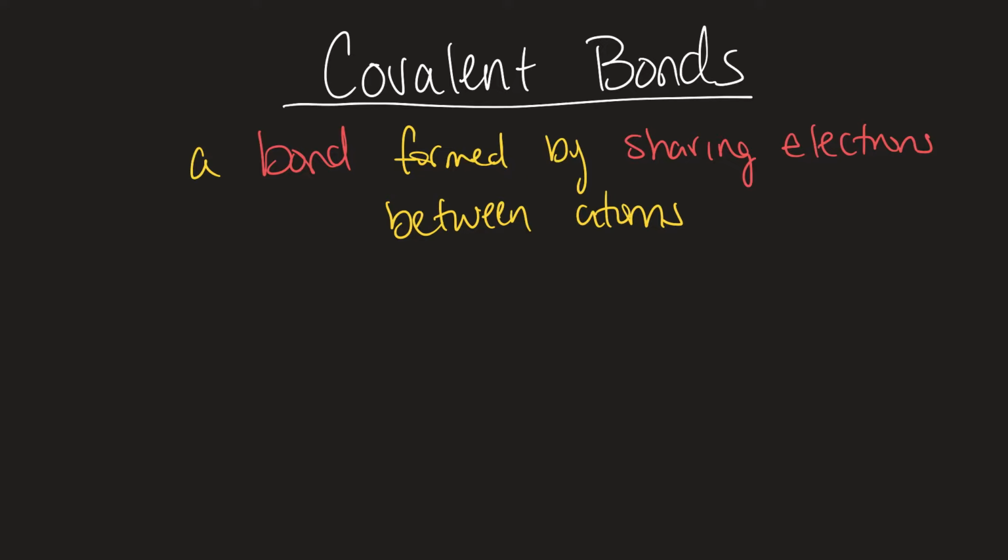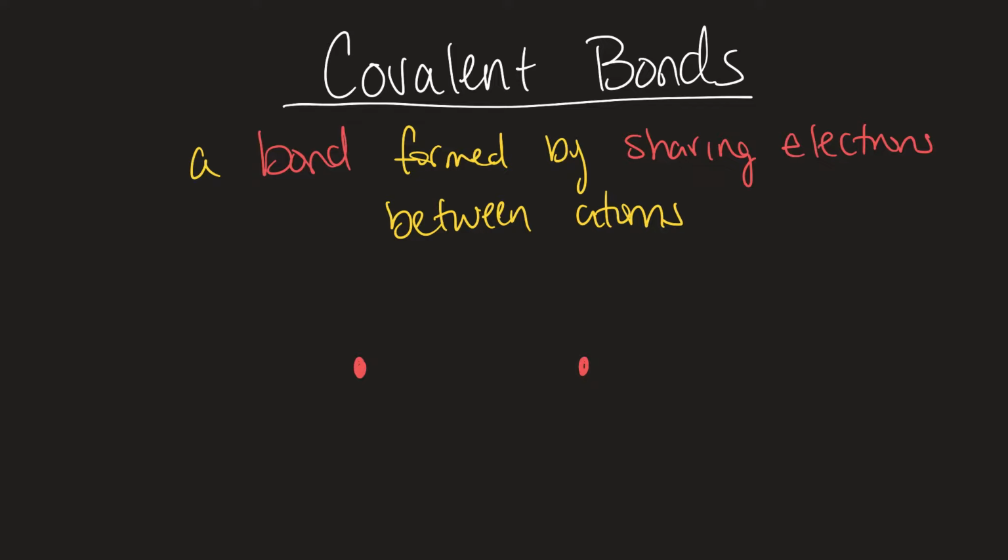So in this video, we're going to talk about covalent bonds, okay? A covalent bond is a bond that's formed by sharing electrons between two atoms. And so what do I mean by that? All right, so here we have two nuclei, right? So two different atoms, okay? Their nucleus, or their nuclei.